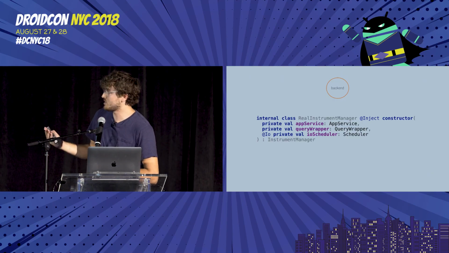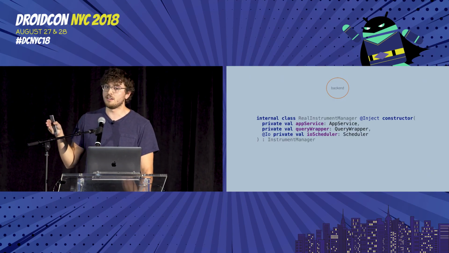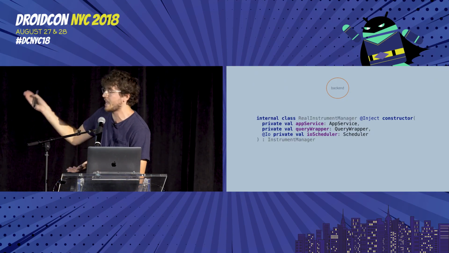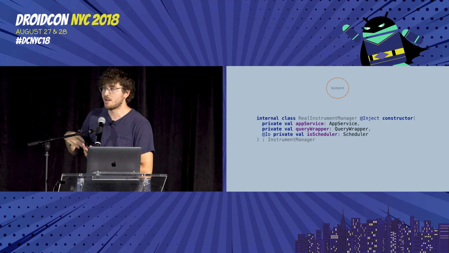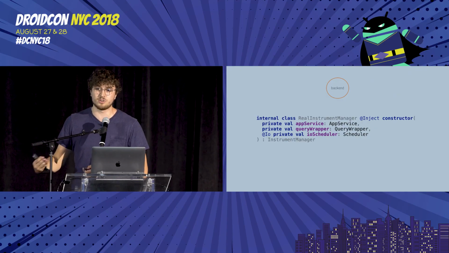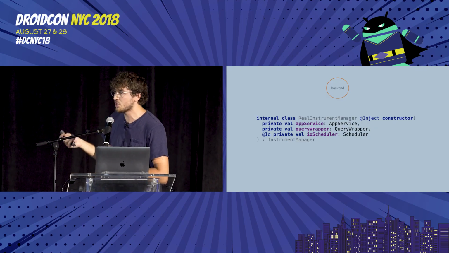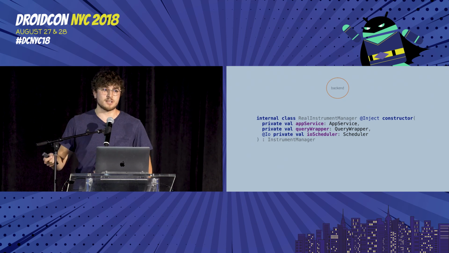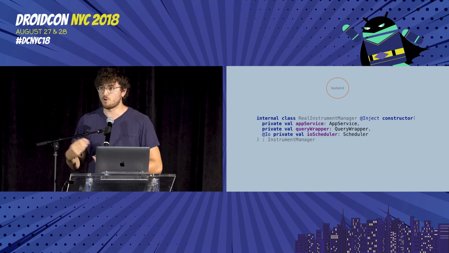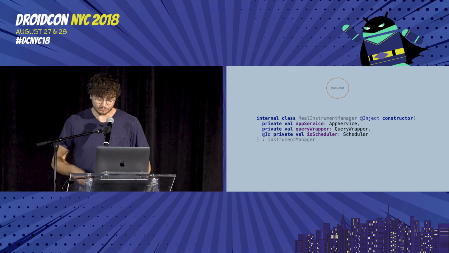And so one of the big advantages here is now the dependencies are hidden from anyone who's consuming InstrumentManager. So in this case, we're depending on the app service, that's the API module, and the query wrapper, which is the DB module. That's essentially a data access object that we're using to run our queries. And then we also pass in this scheduler so that from tests, we can make sure things are running on the same thread instead of on an IO scheduler, which is what we would be doing in production.